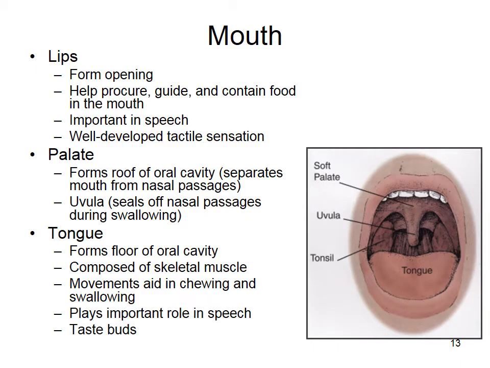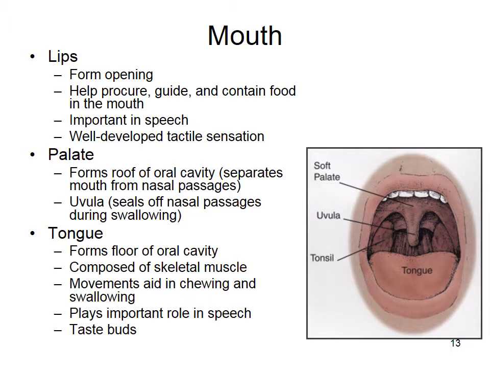Okay, so your mouth, you've got your lips that form the opening and help procure, guide, and contain food in your mouth. So if you're talking while you're eating, they don't contain the food very well, and then you end up spraying whoever you're talking to with food. Your lips are obviously also important in speech. And remember, they had really high acuity, right? They had really small 2-point threshold discrimination in the sensory system lab. So they had this really well-developed tactile sensation.